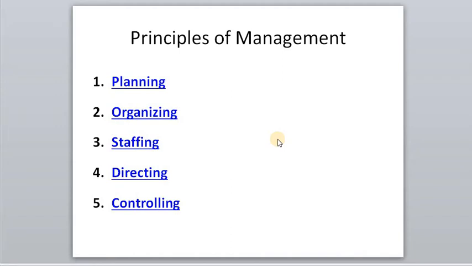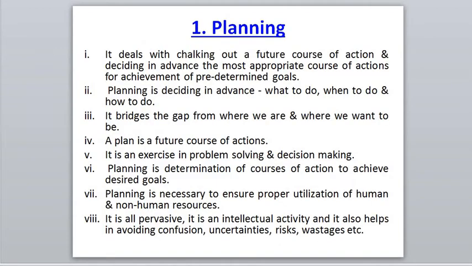Okay? First is nothing but the planning, next is organizing, and third is nothing but staffing, and fourth is nothing but directing, and fifth is nothing but the controlling. So these five are the most important principles of management. These are the pillars of management. The management has been combined in these 5 aspects, that is planning, organizing, staffing, directing and controlling. So we'll see one by one what is planning.